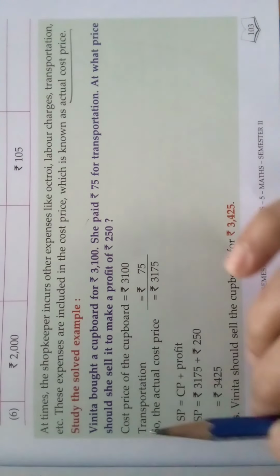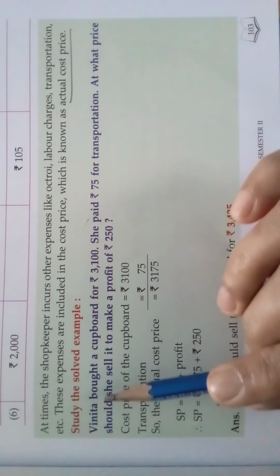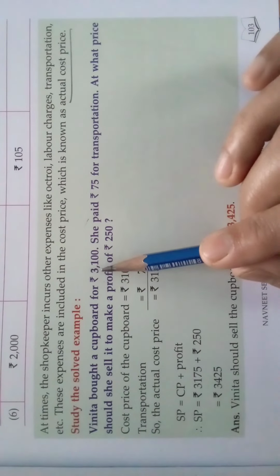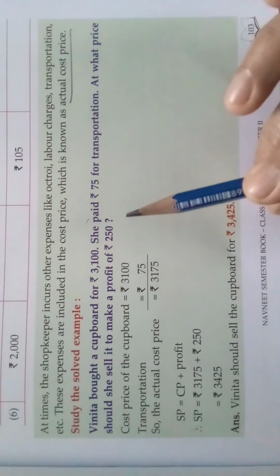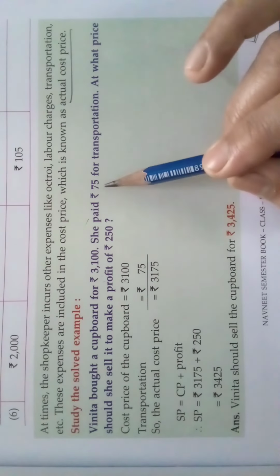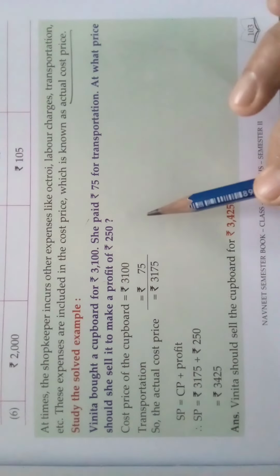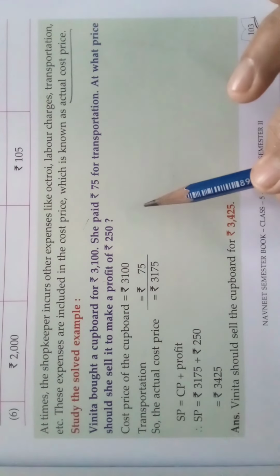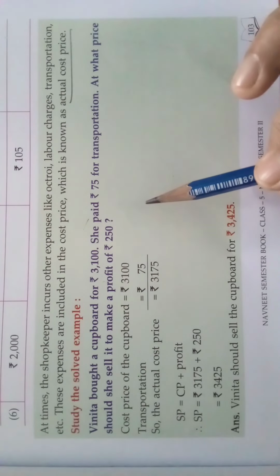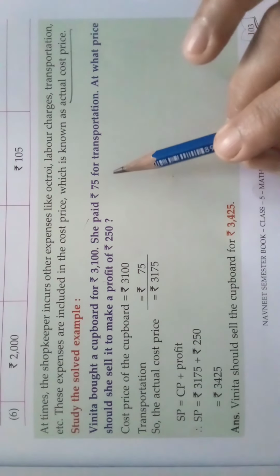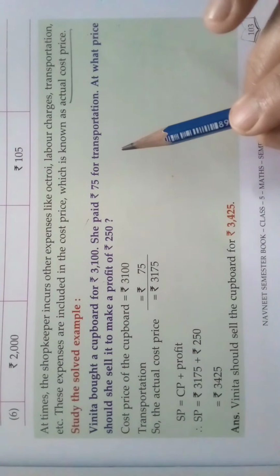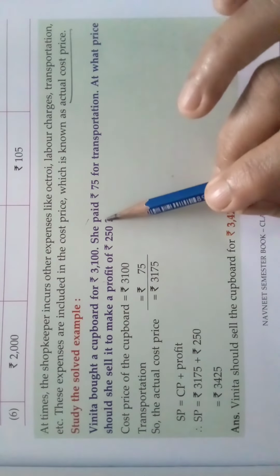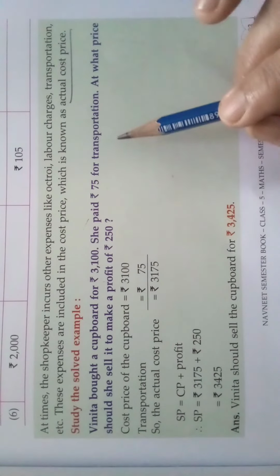Come, we will see that through an example. Vinita bought a cupboard for rupees 3,100. She paid rupees 75 for transportation. Can Vinita herself carry the cupboard? No, she needs some person to lift it for the transportation. Also she needs an auto or a tempo to take it from the shop to her home. So, she paid 75 rupees for transportation.